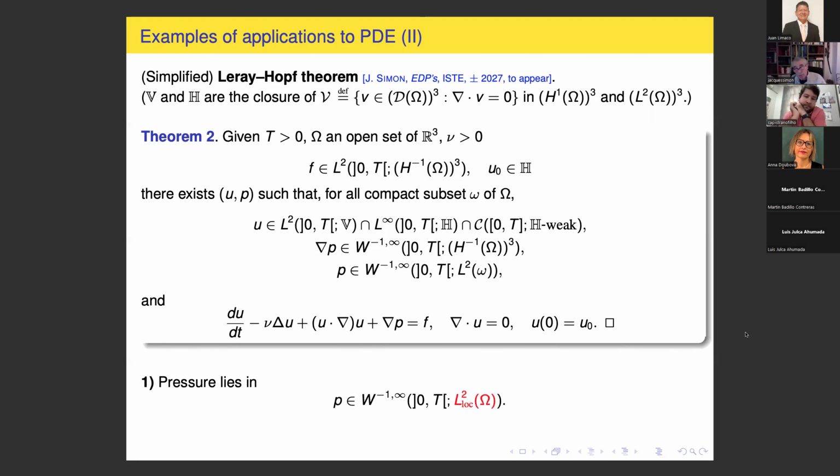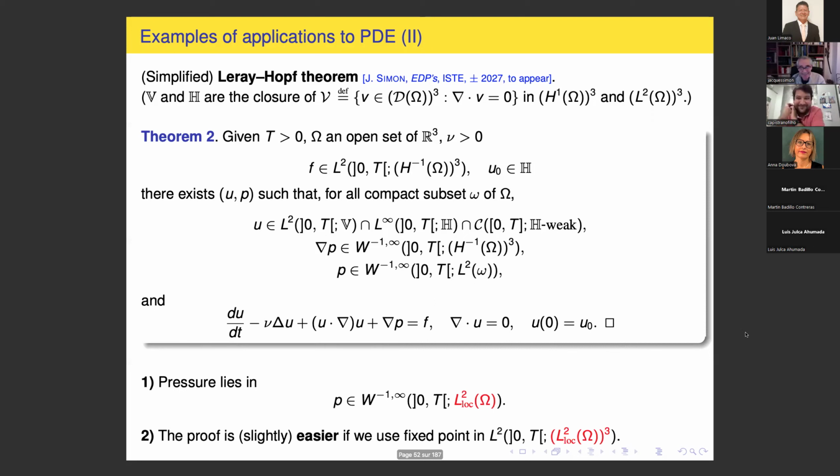Yes, but it is written here. Sorry. And the proof is slightly easier if you use a fixed point theorem in that space.